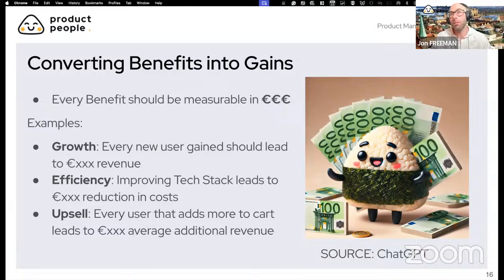And then, of course, there are upsell opportunities. Every new item added to cart, right? If you can get more items into the cart, you sell more in the e-commerce world. There's plenty more examples I'm sure you could think of as you go through, but the idea being if you think this is a benefit to doing this thing from my product, you can convert it into euros.